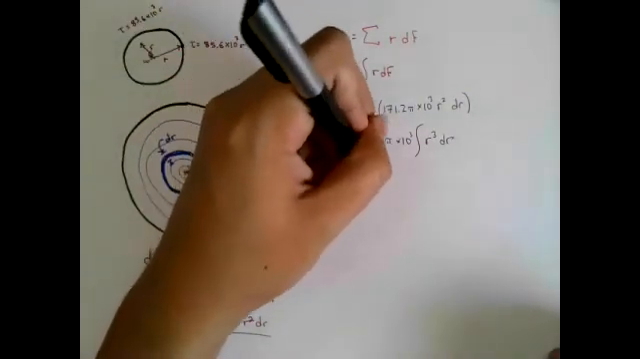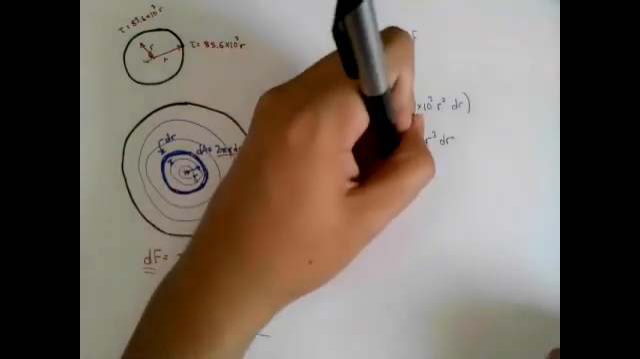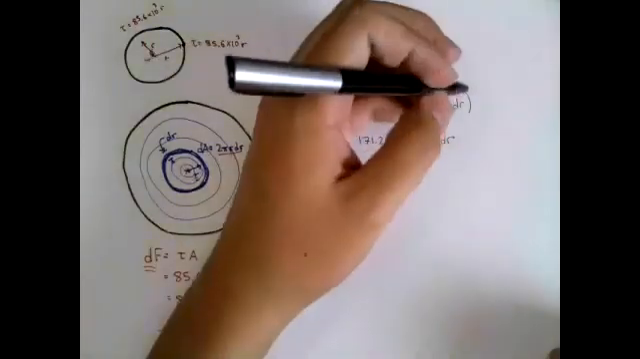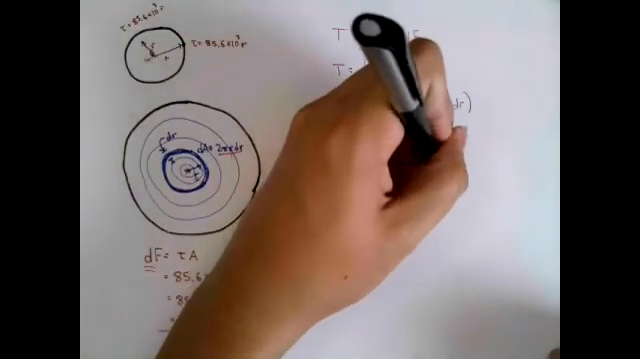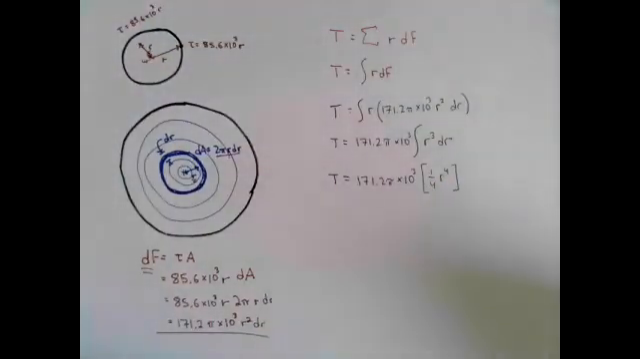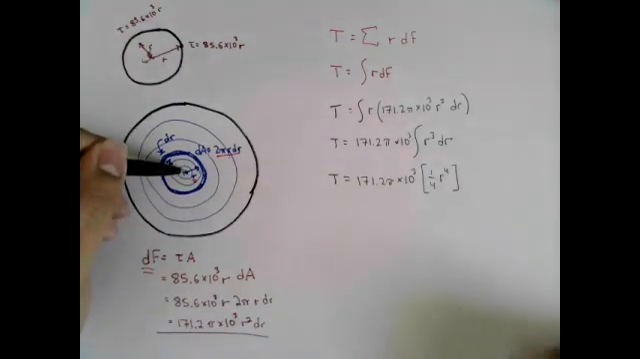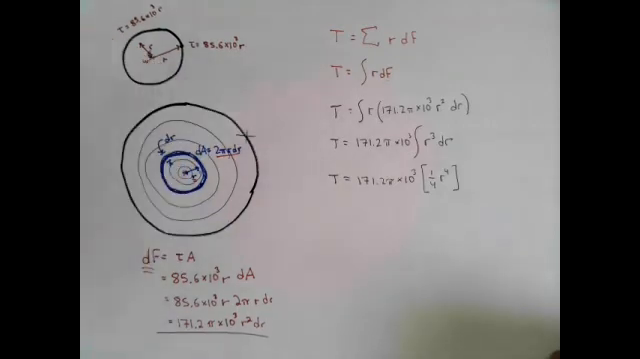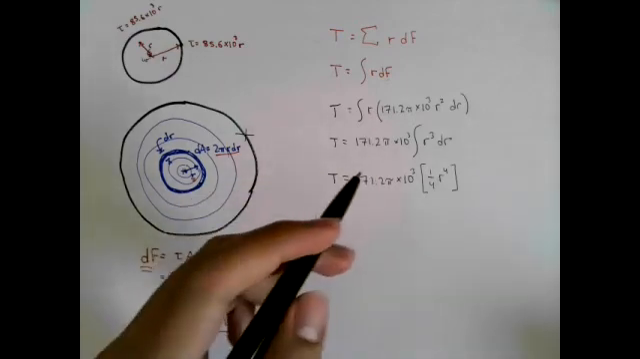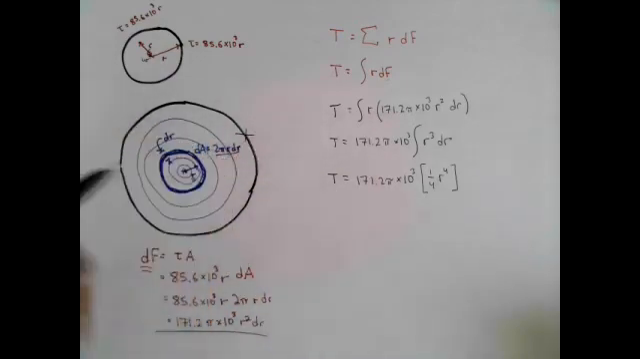What is that integral? 1/4 r to the 4th power. That's correct. 1/4 r to the power of 4. But now we need to evaluate this integral, right? We know that r is not an infinite number. R starts at the origin where it is 0, and it ends at the edge where it is 0.150 millimeters.